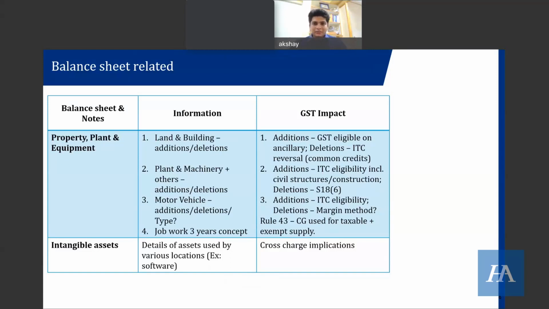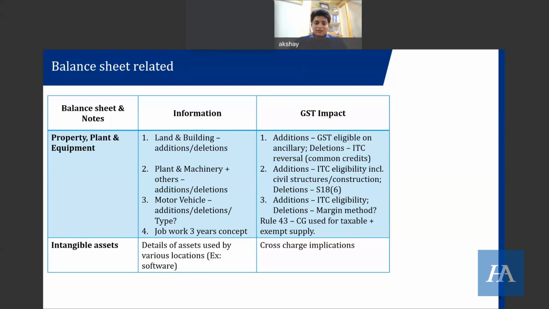Additions with respect to land and building, you would be eligible for the ancillary activities. So whenever you're purchasing land and building, these are immovable property which do not have a GST element. But I will have certain consultants' and professional fees which I pay in the process of acquiring this land and building, on which I will be able to claim the GST.